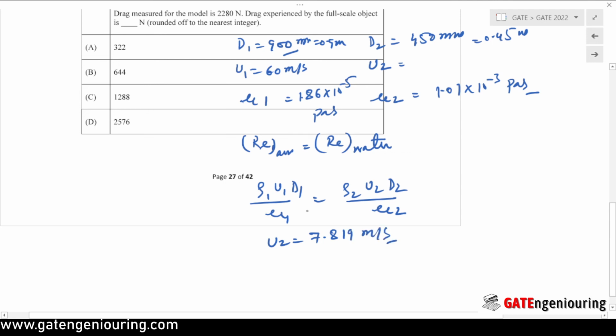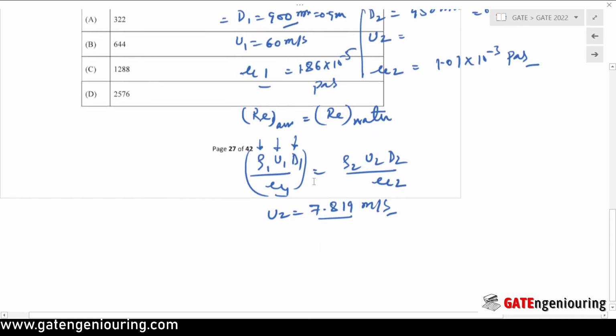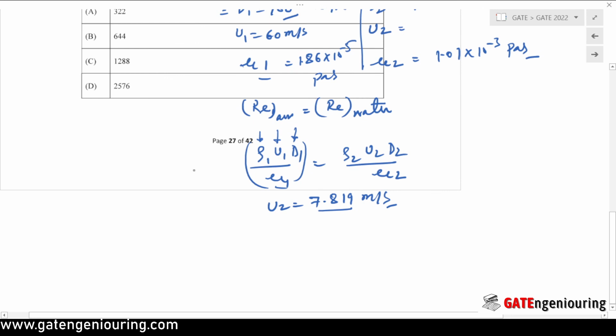Okay, so here you will be putting the values of velocity, density of the air, velocity of the air, diameter in meters, and viscosity. Similarly for the water side, these values you will be putting, and after that when you solve in the calculator you will be getting u2 as this.